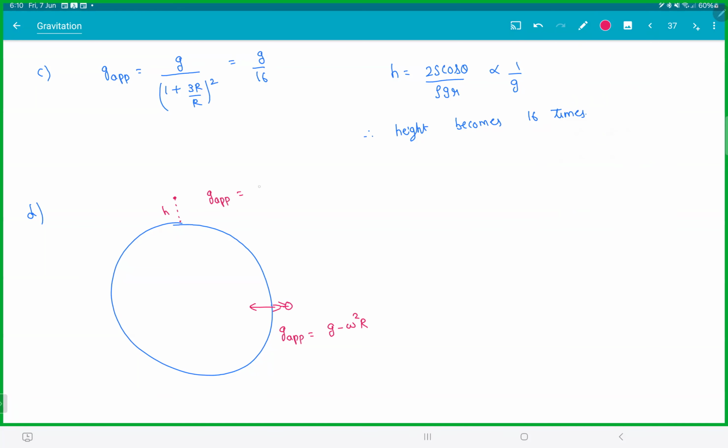Since height is very small, I can use the binomial approximation, 1 minus 2h by R. And now you're telling me these two are equal. So g times (1 minus 2h by R) is g minus omega square R. The g's will cancel. We get 2gh by R is equal to omega square R. From there we get omega is root over 2gh by R square. Easy? There, literally we used all the formulas: the approximate one, the normal one, the depth one, the rotation one.